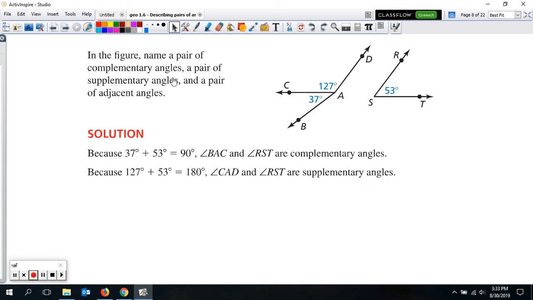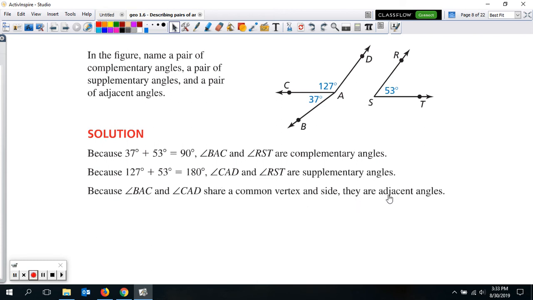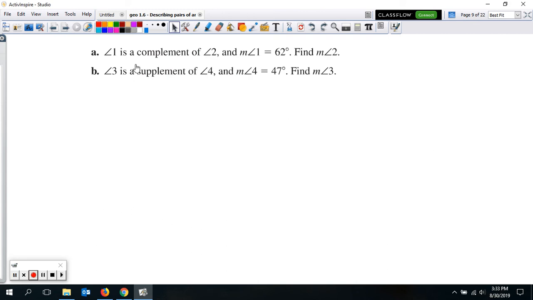And then the adjacent pair, so a pair of adjacent angles, that's going to be where they have a common side and a common vertex. That's these two guys right here. So CAD and BAC. Those are the two that share the common vertex and side. So they're adjacent angles. This next example here, again, just watch this one as we look at it.